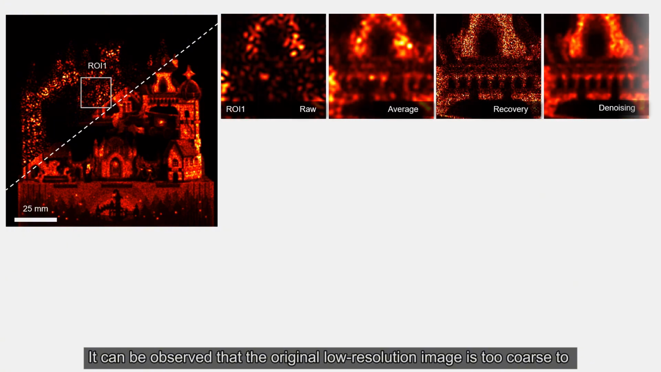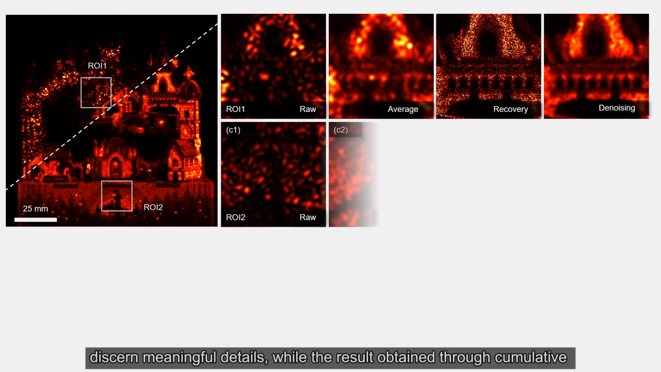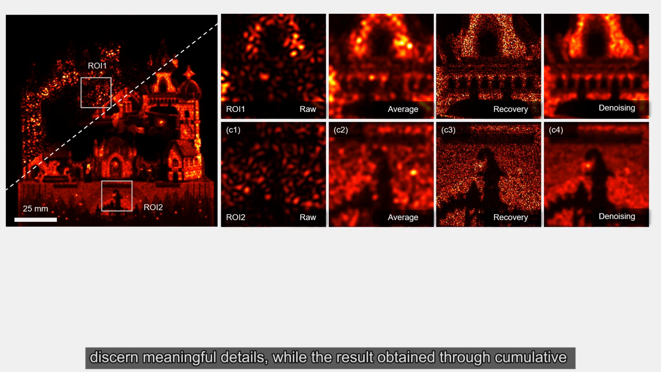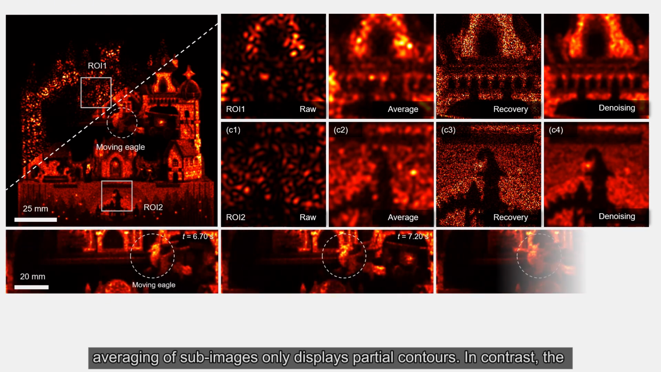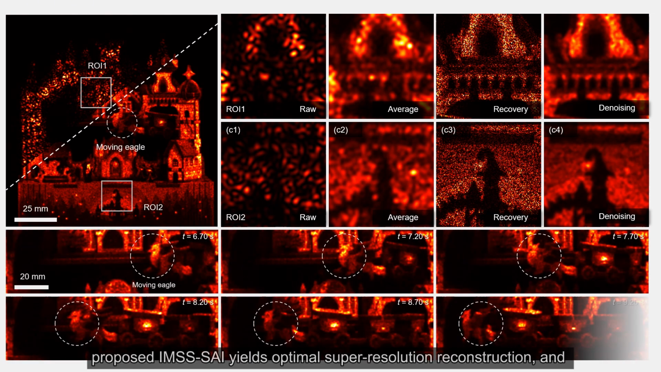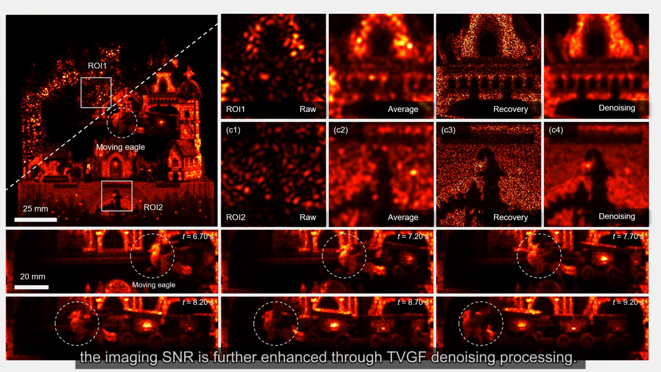It can be observed that the original low-resolution image is too coarse to discern meaningful details, while the result obtained through cumulative averaging of subimages only displays partial contours. In contrast, the proposed IMSS-SI yields optimal super-resolution reconstruction, and the imaging SNR is further enhanced through total variation and guided filtering denoising processing.